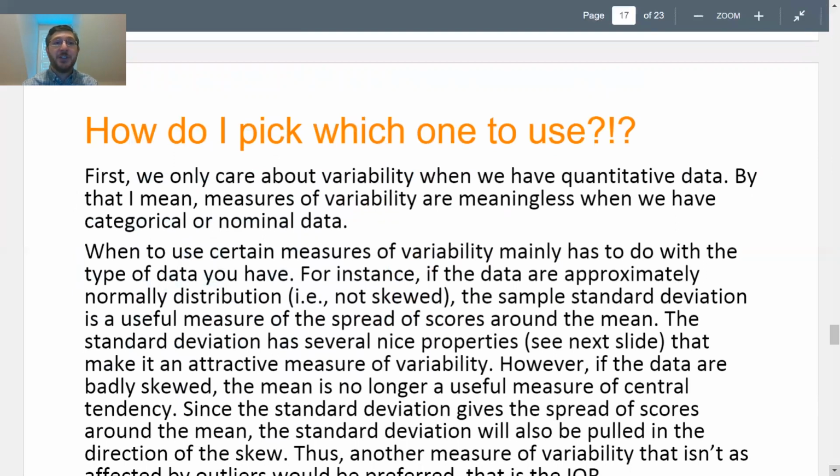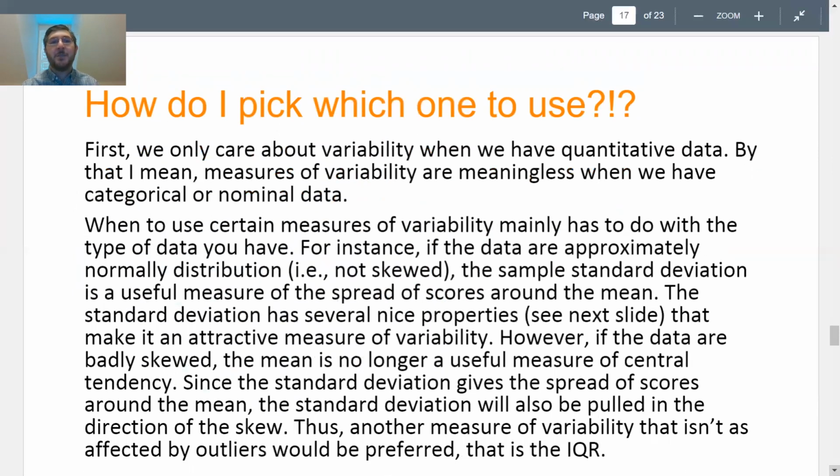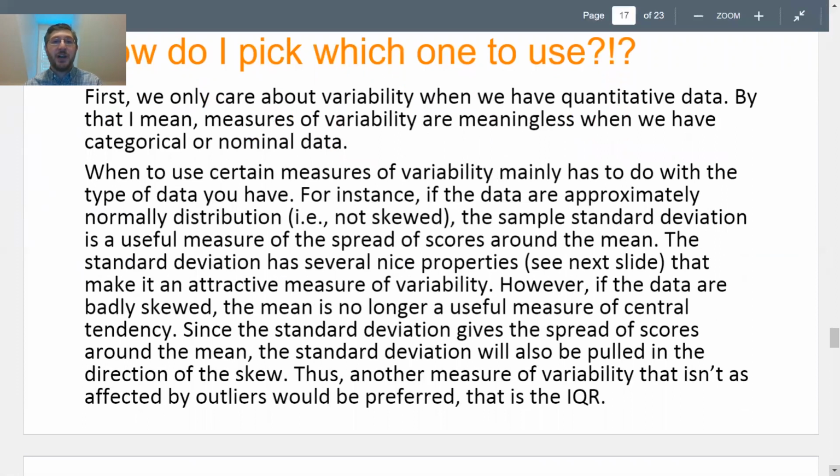So how do I know which measure to use? That's a good question. First, we only care about variability when we have quantitative data. If we have nominal or categorical data, we don't care about how spread out the scores are, because the scores that represent those categories are arbitrary. When we do have quantitative data, we want to think about what type of data we have. If our data are approximately normally distributed, so if the data aren't skewed, then the sample standard deviation is a useful measure of the spread of scores.